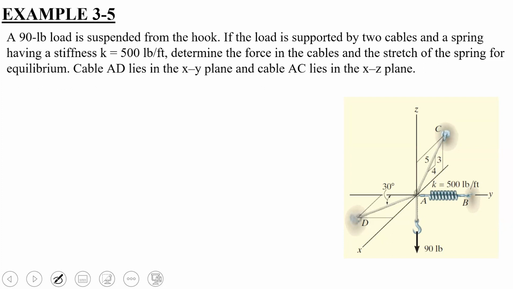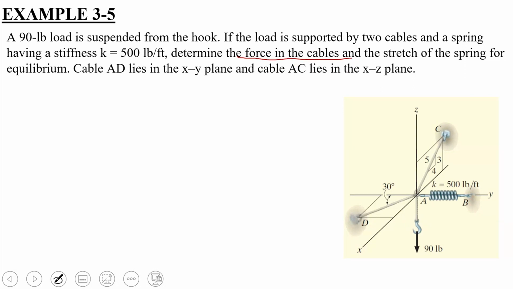So आपके पास ये जो load है, it is being supported by two cables. The first one is cable AC. The second one is cable AD. Moreover, there is also a spring which is being attached with point A, extending from point A towards point B. That spring has a stiffness of 50 pounds per foot. We need to determine the force in these cables.